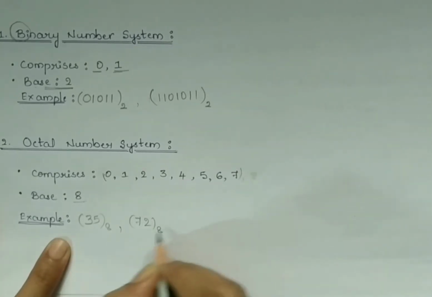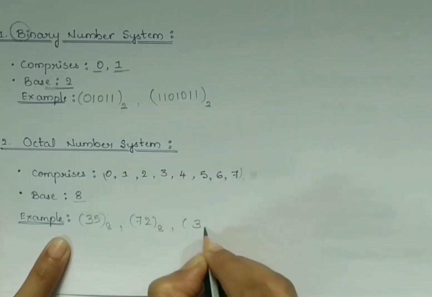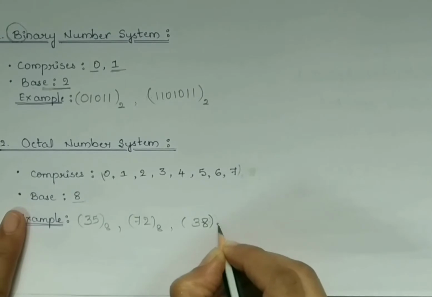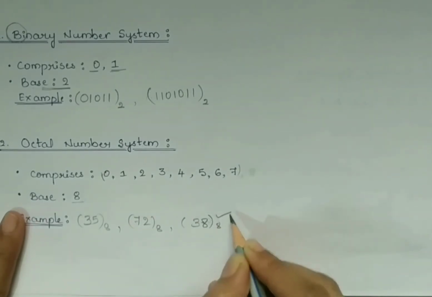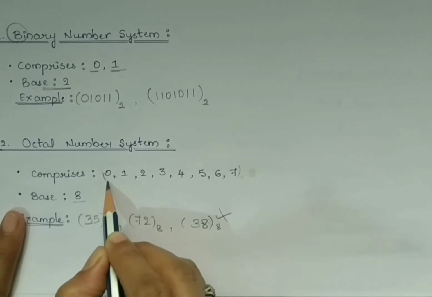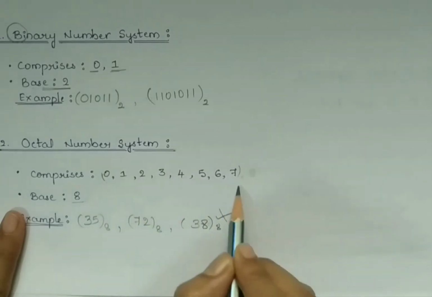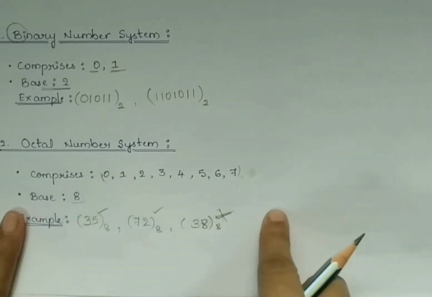If I give 38 to the base 8, will it be right? No. Why? It will be wrong, because an octal number does not contain 8. It contains digits only from 0 to 7. So these are the correct examples and this is the wrong example. The octal number system contains only digits from 0 to 7.